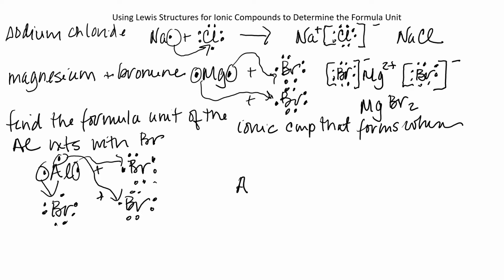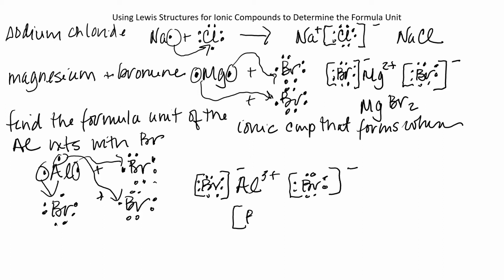So the Lewis structure, remember the brackets around the anion with the charge outside, arranged to show the attraction between those plus and minus charges. So the formula unit for this compound is AlBr3.